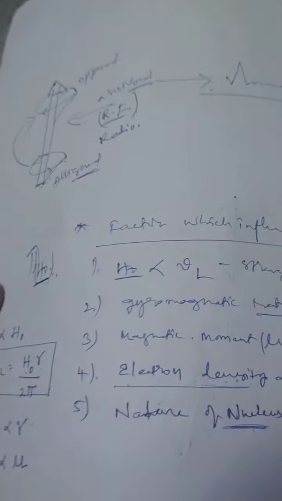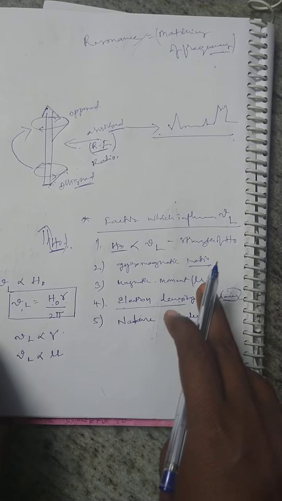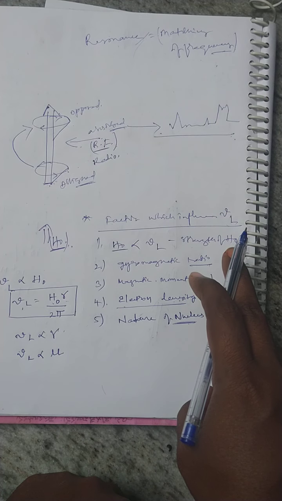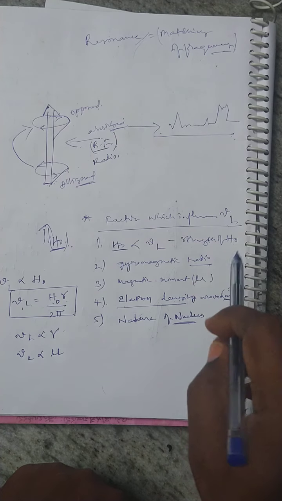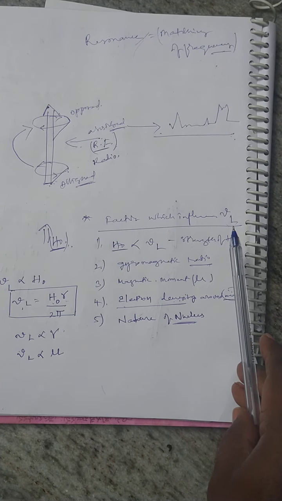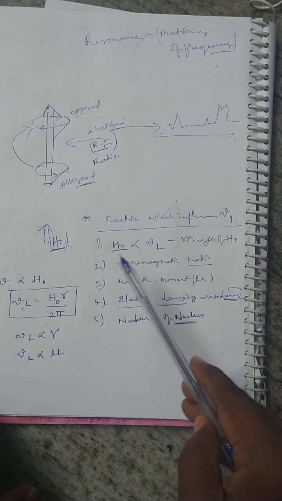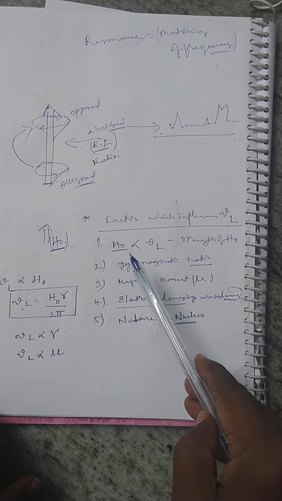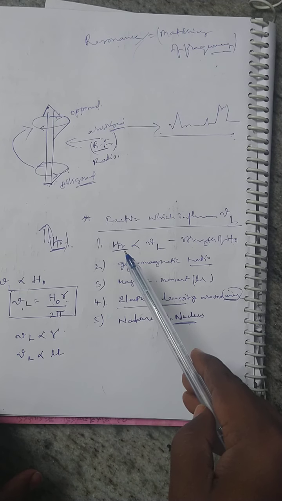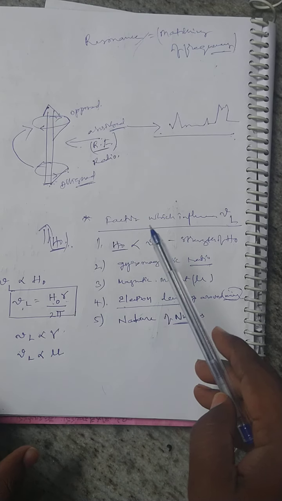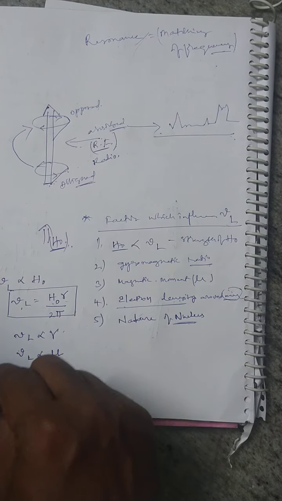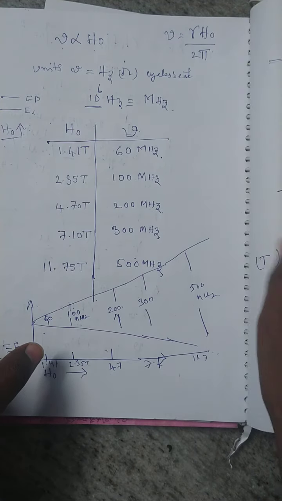Right, in this session we will discuss the factors which influence the Larmor frequency. Here we are discussing the classical approach to the principle of nuclear magnetic resonance spectroscopy. So, Larmor frequency, I have already discussed these factors. Larmor frequency directly depends upon the strength of the magnetic field applied, and we have already discussed this in the quantum approach, right?